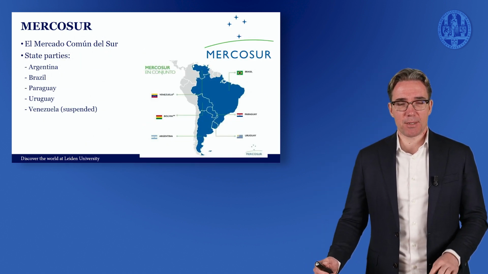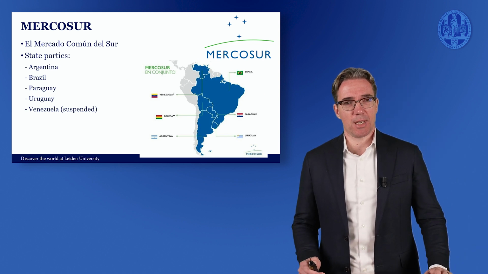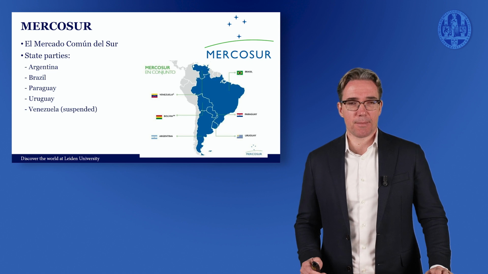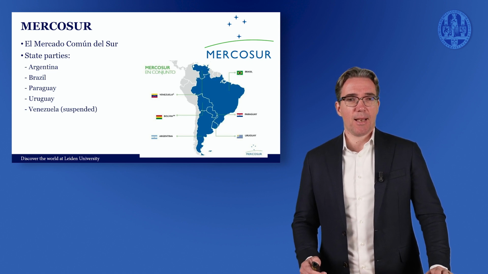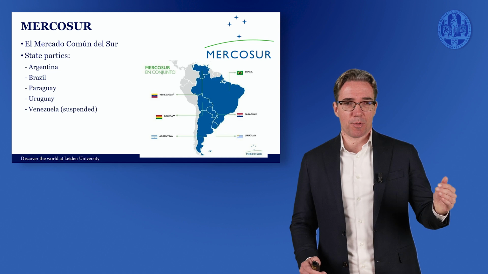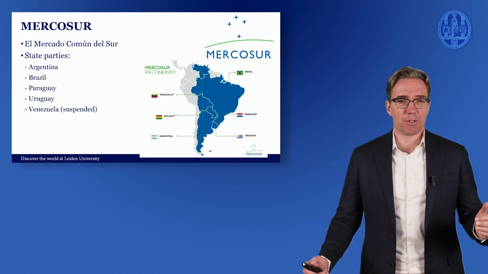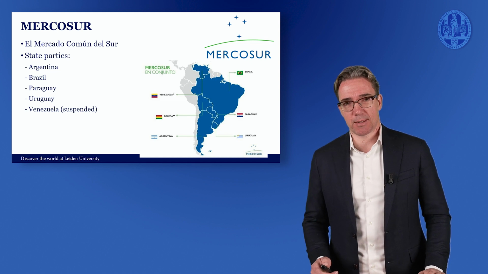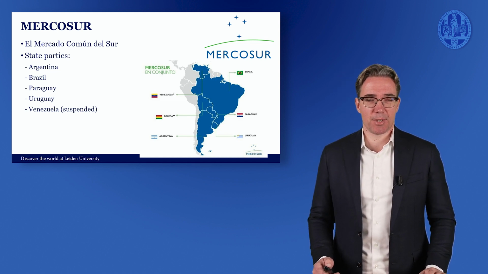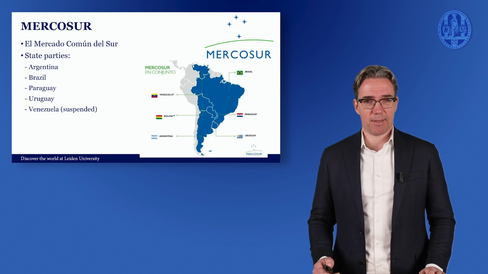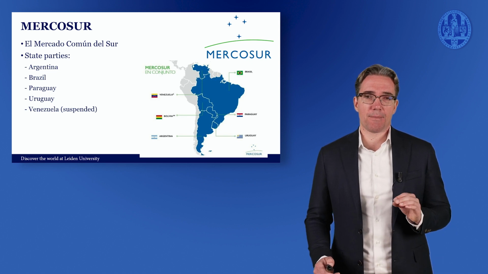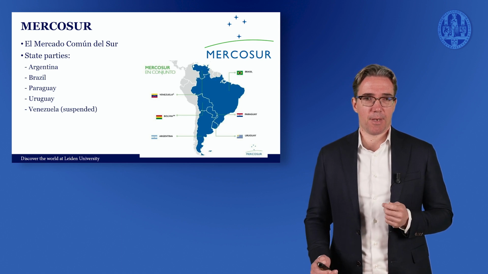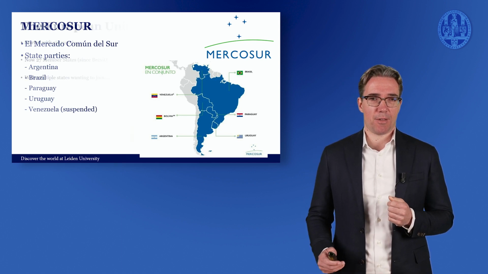One of the major ones, which we'll be focusing on in this course, is Mercosur, the Mercado Común del Sur, apologies for my Spanish, which currently consists as formal state parties of Argentina, Brazil, Paraguay, Uruguay and Venezuela, that has been suspended for a while now for multiple issues, most importantly democratic backsliding. Now there's a couple of associate states as well, but these states form the common market of the South together.